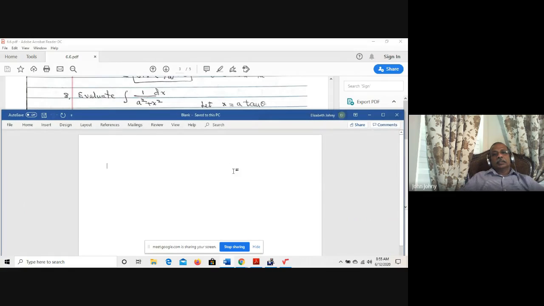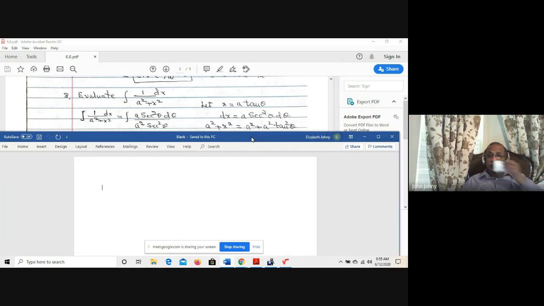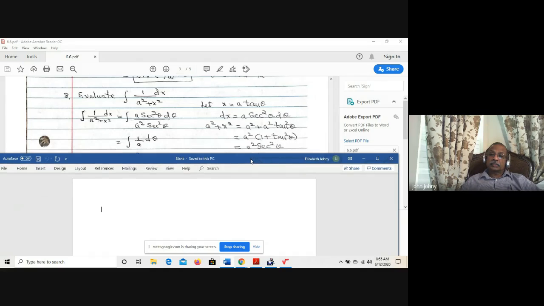Number 8. Here there is no square root, 1 over a square plus x square. So whenever you see a square plus x square, you use the substitution x is equal to a tan theta. Differentiate that, you get dx is equal to a secant square theta d theta, because derivative of tan theta is secant square theta. That is a square plus x square is a square plus a square tan square theta, equal to a square times 1 plus tan square theta. 1 plus tan square theta is secant square theta. So that is a square secant square theta.